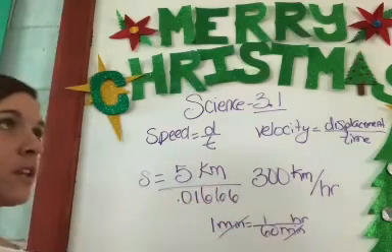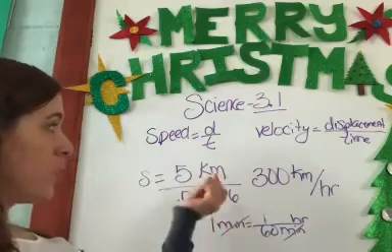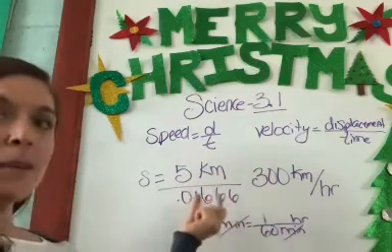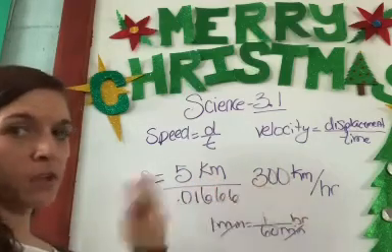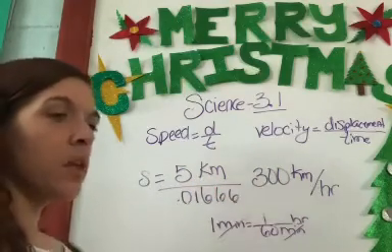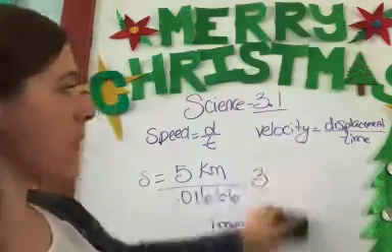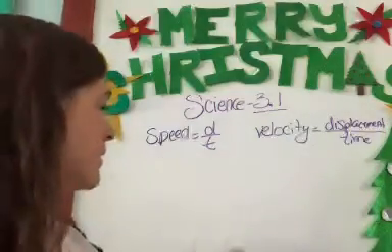Another way that you could do that is to think about it. If you can go 5 kilometers in 1 minute, how many minutes are in an hour? 60. So 5 times 60? 300. You could do it that way as well. What they're doing is teaching you how to pay attention to your units.